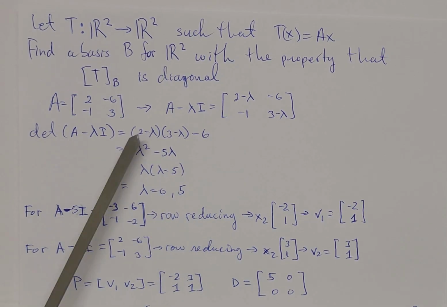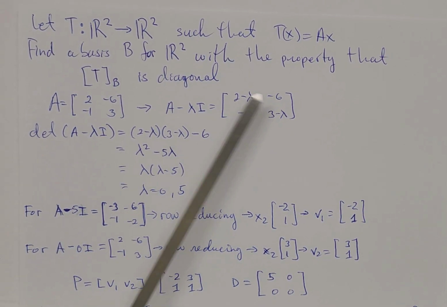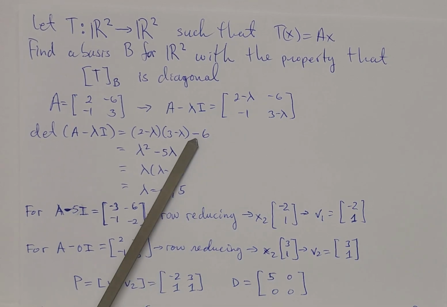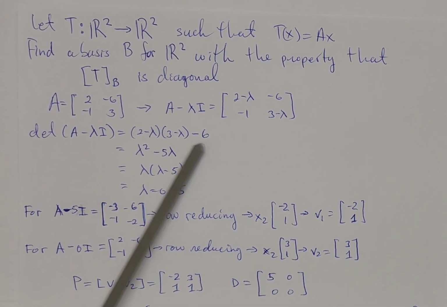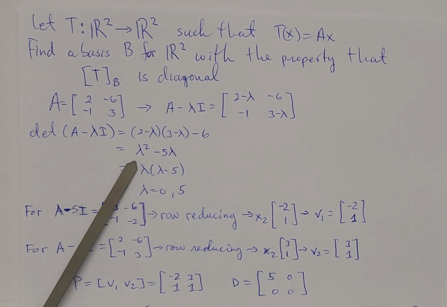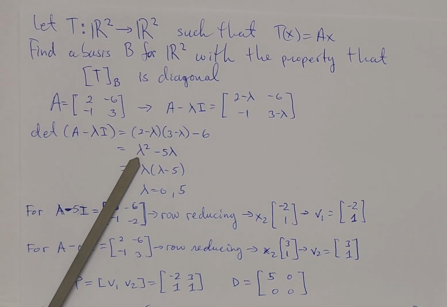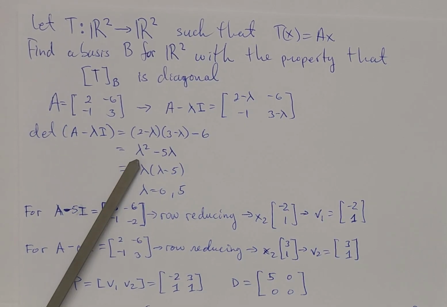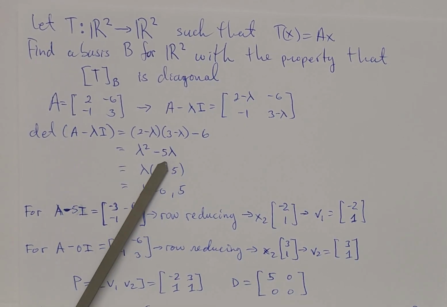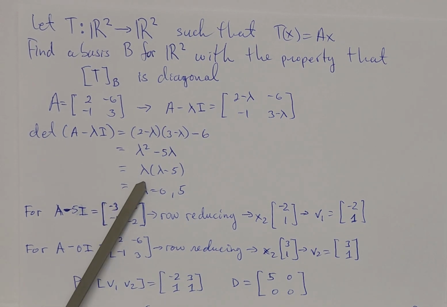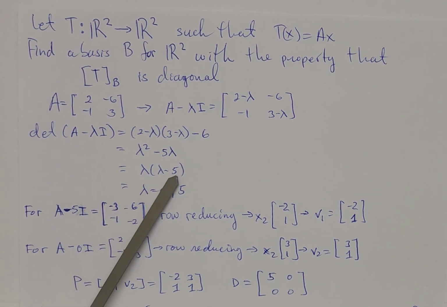So A times D, and then minus 6. Minus 6 gives me plus 6, but there's another negative, so it becomes minus 6. Multiply this out and then combine like terms, putting them in order from highest power to least. So I got lambda squared minus 5 lambda, and then factor it out. So I just have lambda times (lambda minus 5).